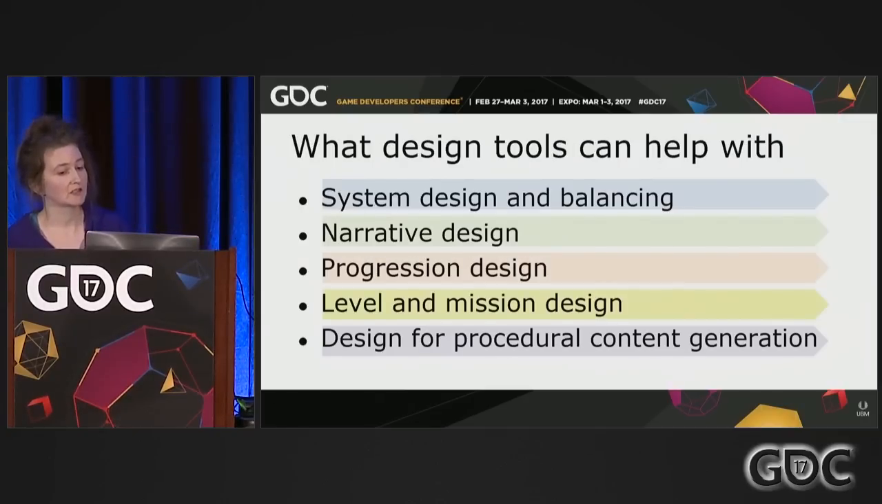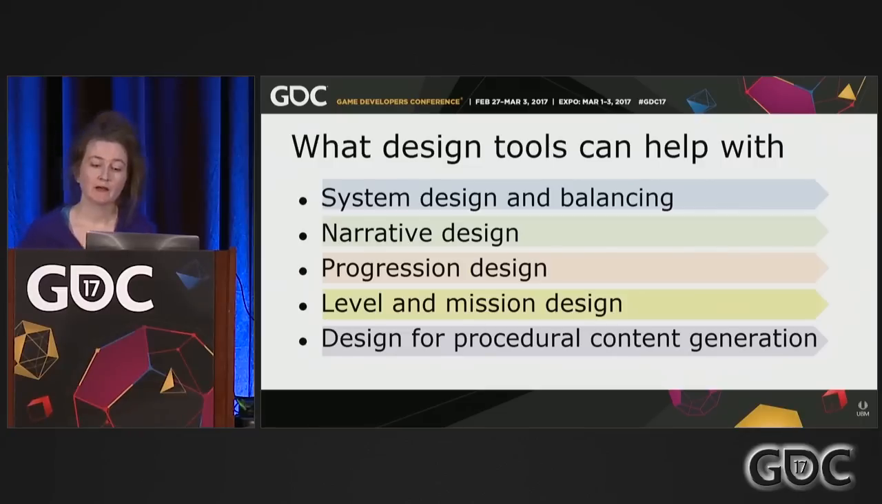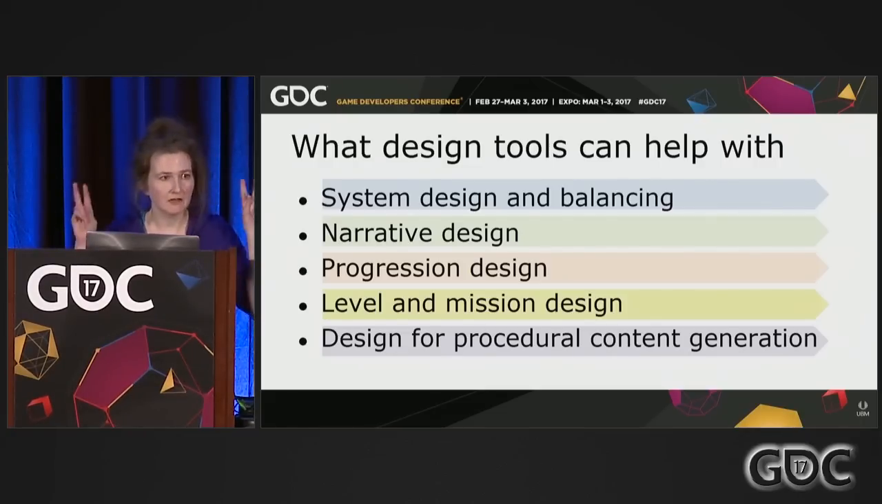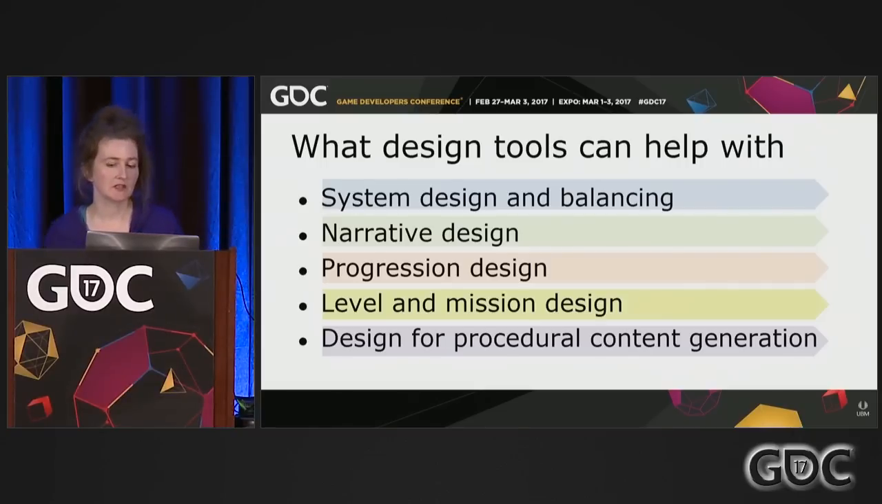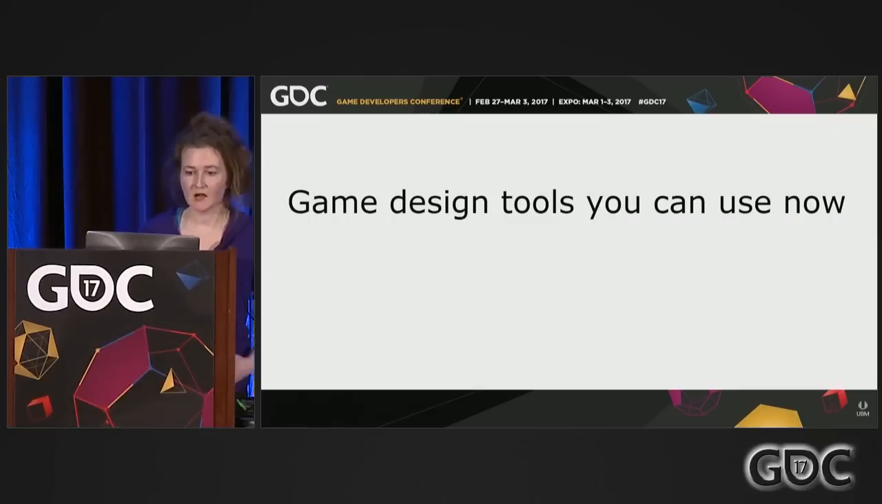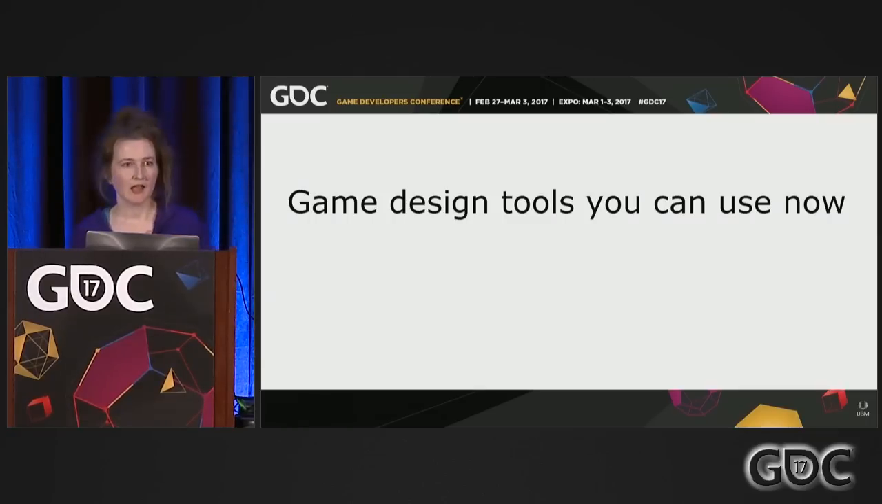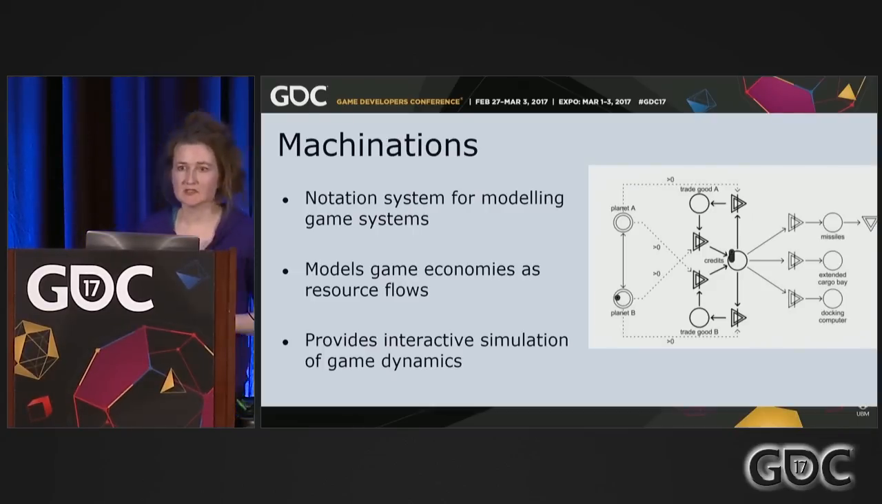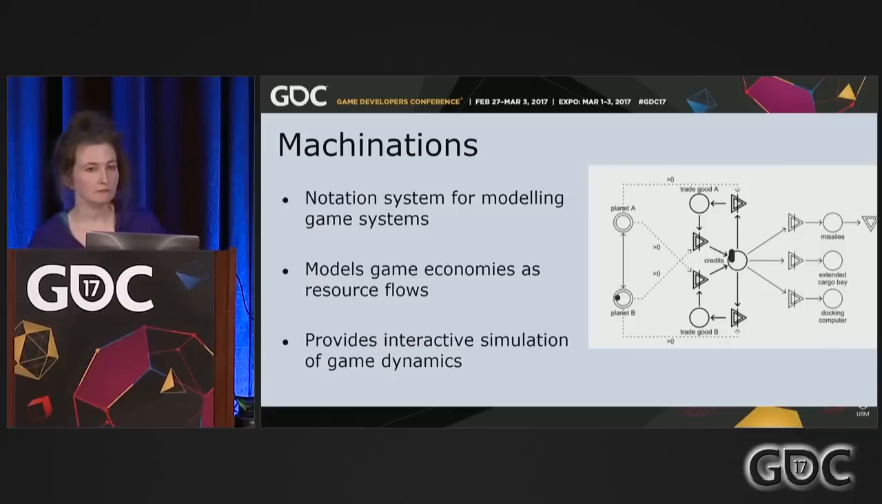So the tools I'm going to talk about today cover a range of typical design tasks, such as system design and balancing, narrative design, gameplay progression design, level and mission design. And I'm also going to talk about tools that tackle some of the new design challenges that we're starting to encounter, like the kind of meta design tasks that you might have when designing for procedural content generation, for example. So I'm going to start with tools that have been around for a few years and that you can access right away. First up is Joris Dormans' tool Machinations.